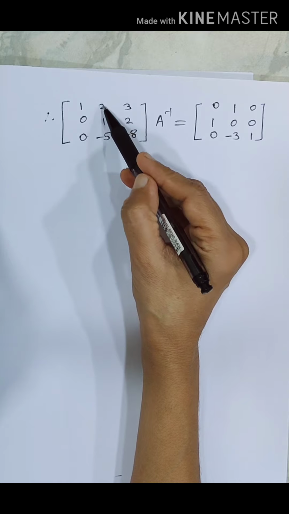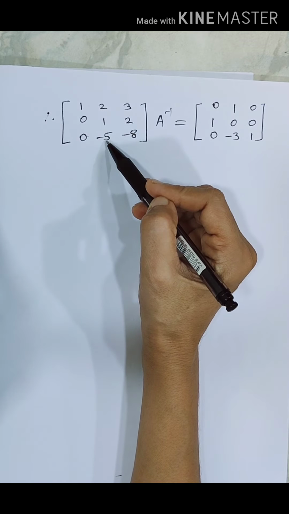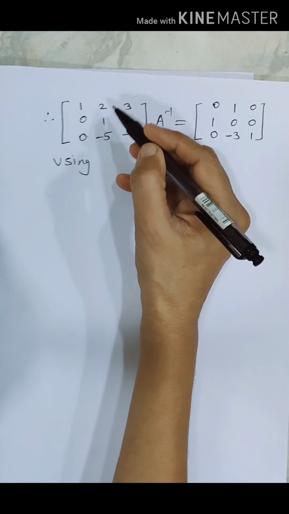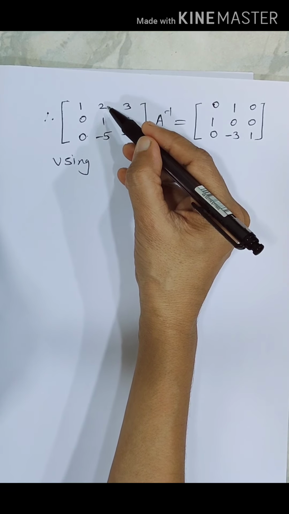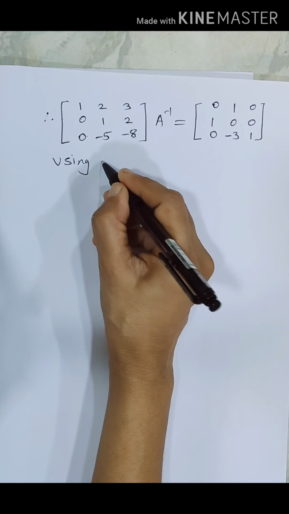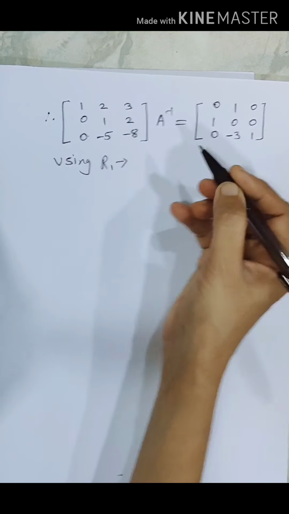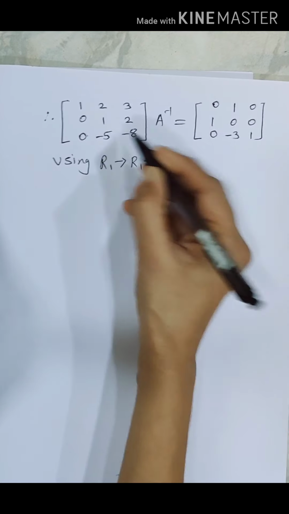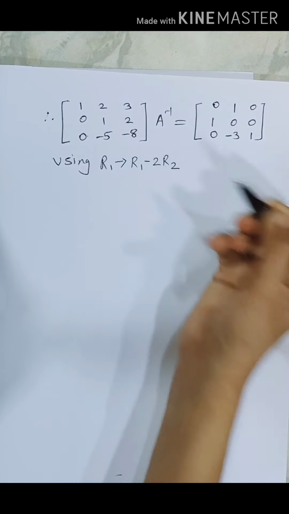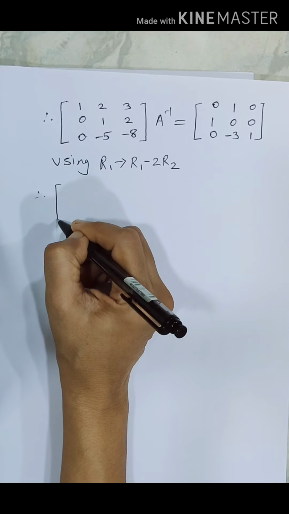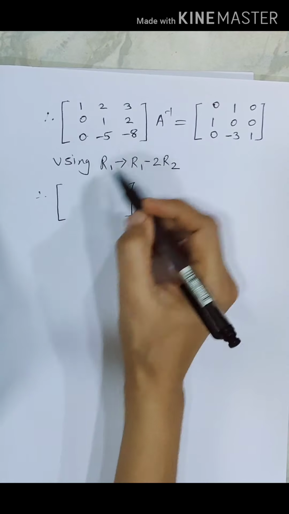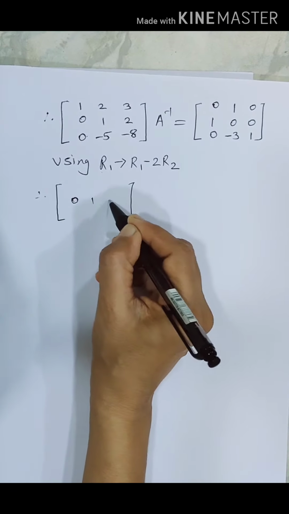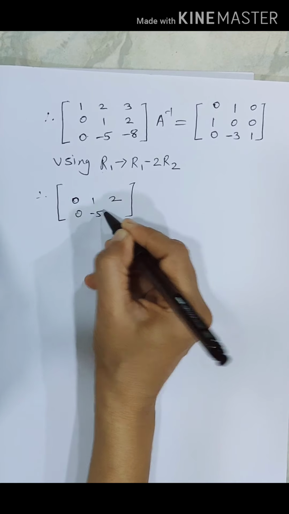So now we got 1, 0, 0. We even got 1 here. Now we want to get 0 here and 0 here. Right? So what will be our next step? Now we want to have 0 here. So our next step will be using the operation R1 changes to R1 minus 2 times R2. Therefore, now R1 will change. There won't be any change in R2 and R3, so I can write them as they are.